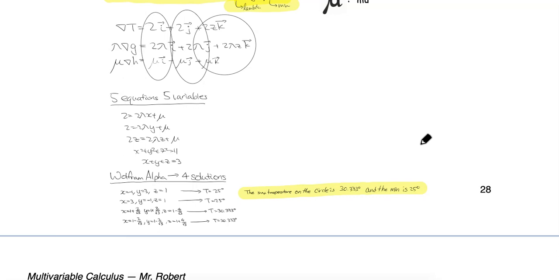So that's it for the last section in chapter 13. Quite complex, but an extremely fascinating idea by Lagrange to solve optimization problems.